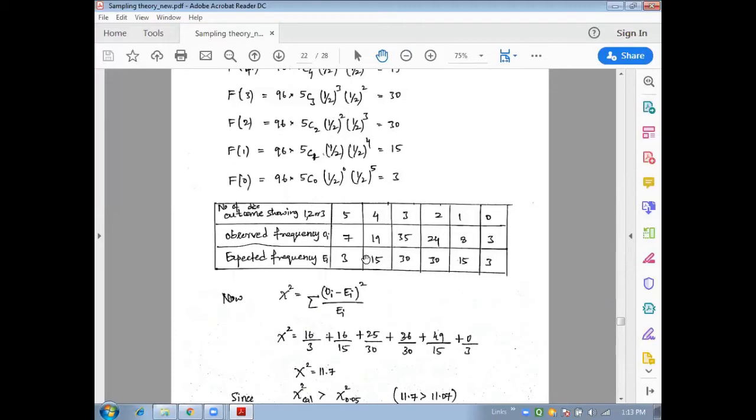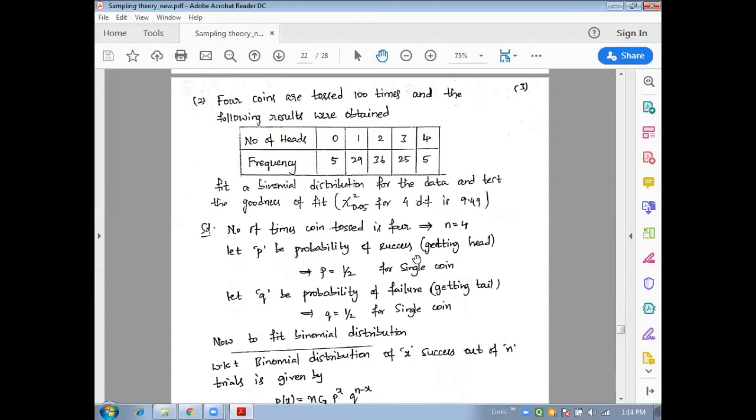Once you have done this table, now we go to the formula directly. So chi-square is equal to the summation of i from 1 to n of (Oi minus Ei) whole square by Ei. If we take one value, the observed frequency is 7 and the expected frequency is 3. So 7 minus 3 is 4, and 4 square is 16, divided by 3. Like that, we do the calculation for each value.